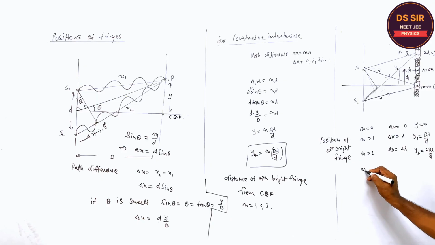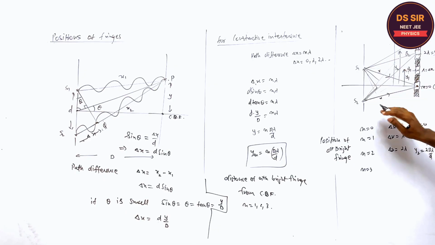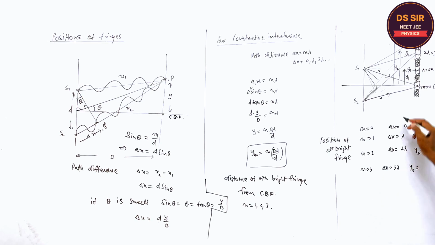In the same way, for finding the position of B3, this is the B3. Are you getting or not? So what is the path difference between the two waves? The path difference is continuously increasing, and here the path difference is equal to 3 lambda, and this is the position y3 from the central bright fringe. It is equal to 3d lambda over d. Is it clear or not?